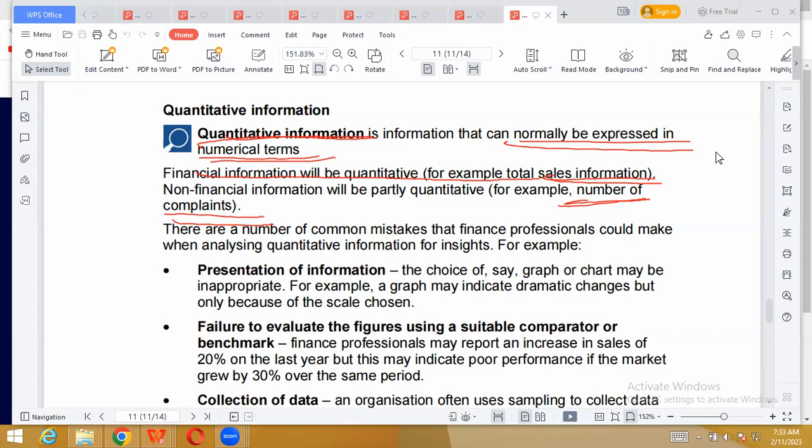For example, if I say number of rejects, the rejects in production, the moment I say number of rejects, yes, it is quantitative non-financial information. You understand what I'm saying? So there's quantitative financial and quantitative non-financial information.